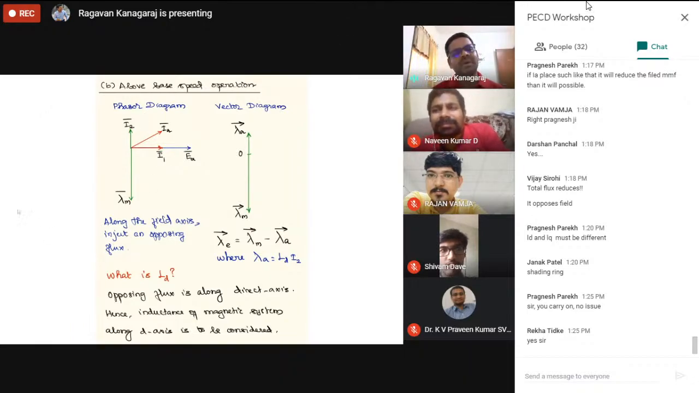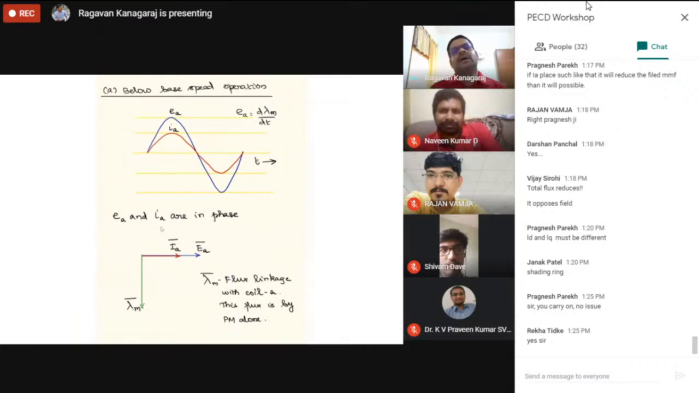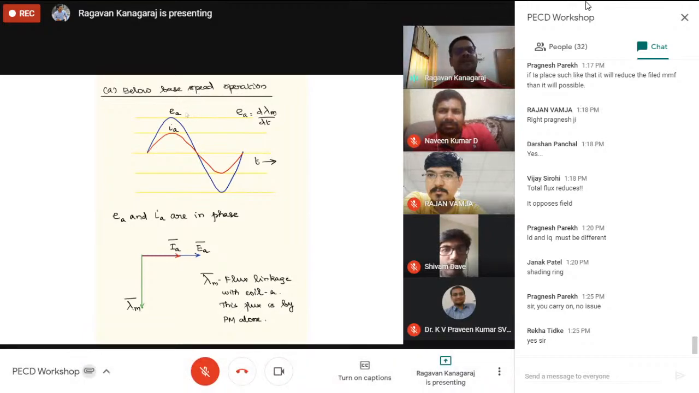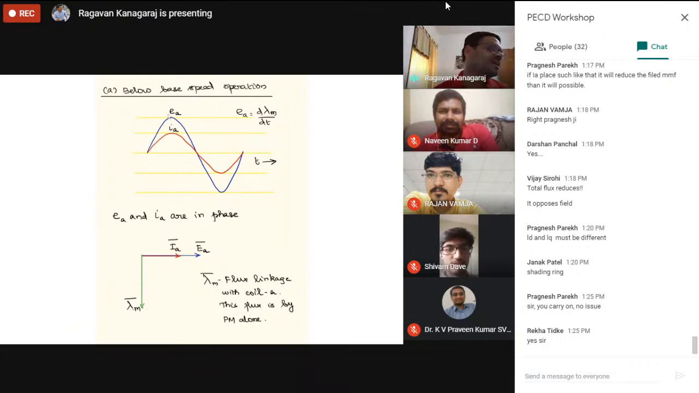I'll go back to the previous one. This is for below base speed operation. Below base speed means you don't want to oppose the magnet flux. Agreed? I'm taking a sinusoidal back EMF motor, so back EMF and the current are in phase. This is just for one phase. Phase B and phase C will be shifted by 120 degrees. We are not interested; we will just talk about one phase and extend the same thing to the other phases also. Now if I draw the flux linkage due to the magnet alone and the EMF induced, the current is in phase with the induced EMF.